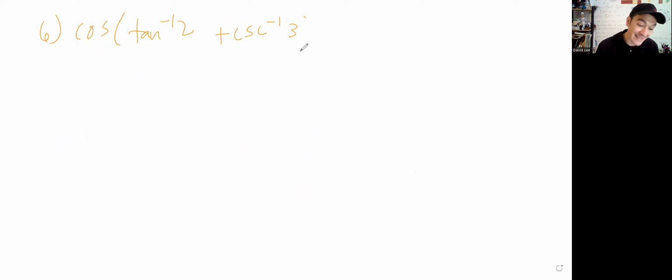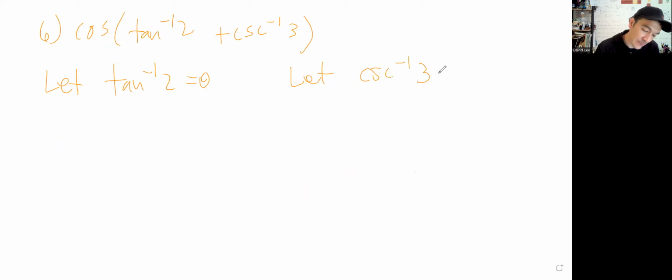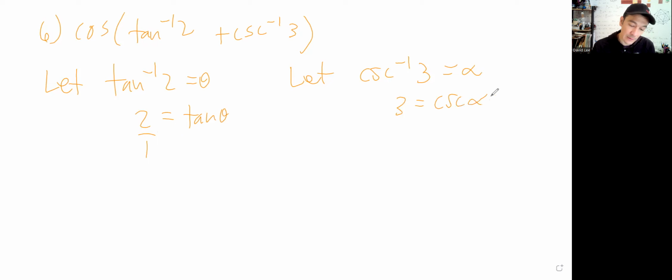And maybe we can make some assignments. Why don't we let tangent inverse of 2 equal theta? And why don't we let cosecant inverse of 3 equal alpha? So here, why don't you take the tangent of both sides? If I take the tangent of both sides, it would say 2 equals tangent of theta. Put a 1 down there. Over here, take the cosecant of both sides. That would say 3 equals cosecant of alpha.